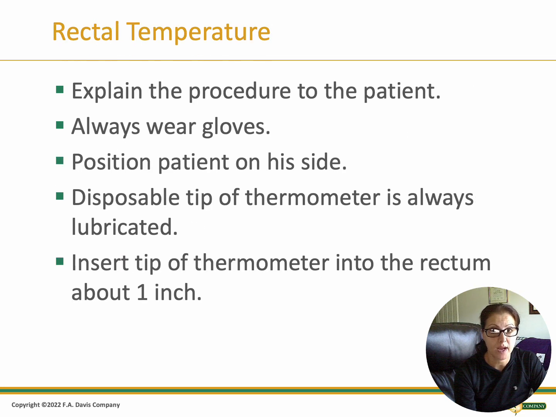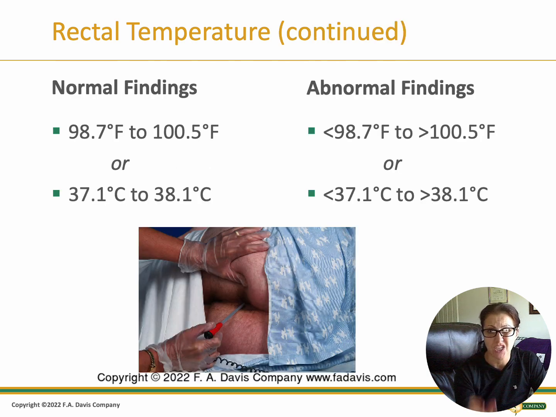When you're taking a rectal temperature, obviously you're using gloves, you're using a disposable tip on the thermometer, and that thermometer has to be lubricated. You really need to make the patient very comfortable and educate them as you're inserting the probe. You don't want to insert it completely. You want to insert about 1 inch into the rectal region. The most accurate reading is your rectal thermometer reading, and again, 98.7 to 100.5 is usually the normal range.